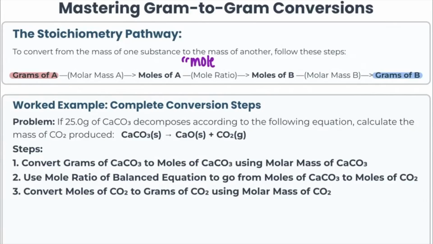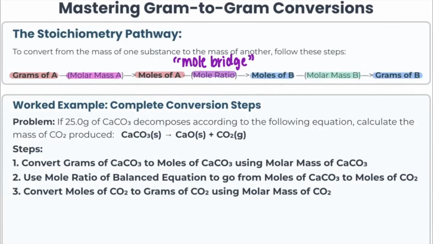Remember in my last lesson, I talked about the mole bridge? It's essentially this idea that the mole can help you cross from one substance to another. So we need to go from grams of A to moles of A first by using the molar mass of A. Once we have moles of A, we can get to moles of B by using a mole to mole ratio. And once we have moles of B, we can get to grams of B by using the molar mass of B.